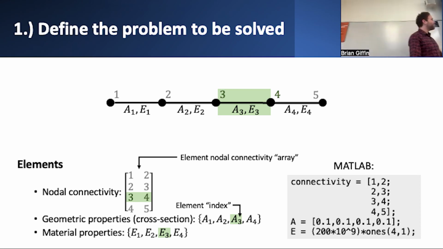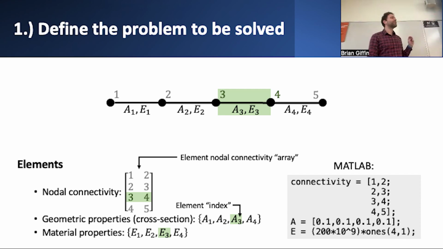We can list off this connectivity in the format of an array that looks something like this, where if I wanted to define element number one, all I have to do is define what its nodes are. In particular, what are its corresponding nodal indices. So element one has nodes 1 and 2, corresponding to this first row. Element 2 has nodes 2 and 3, corresponding to this second row. And element 3, as shown highlighted, has nodes 3 and 4. So if I want to define elements, I can do so just by defining their connectivity.